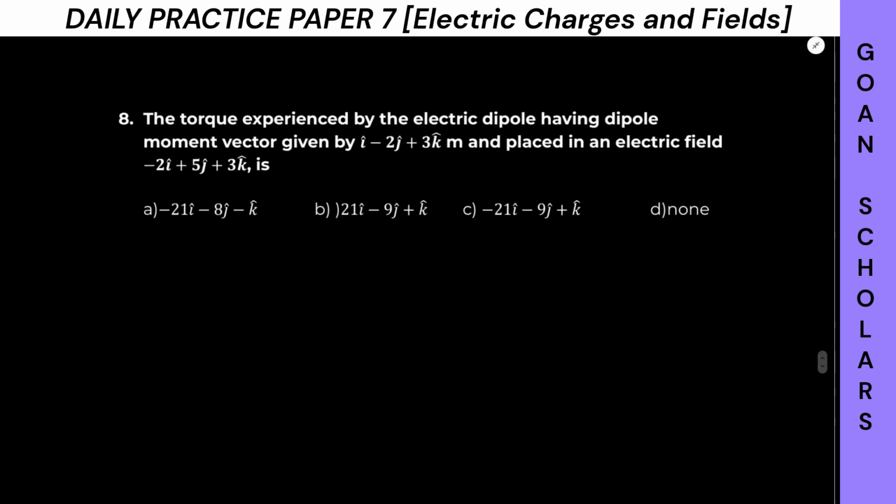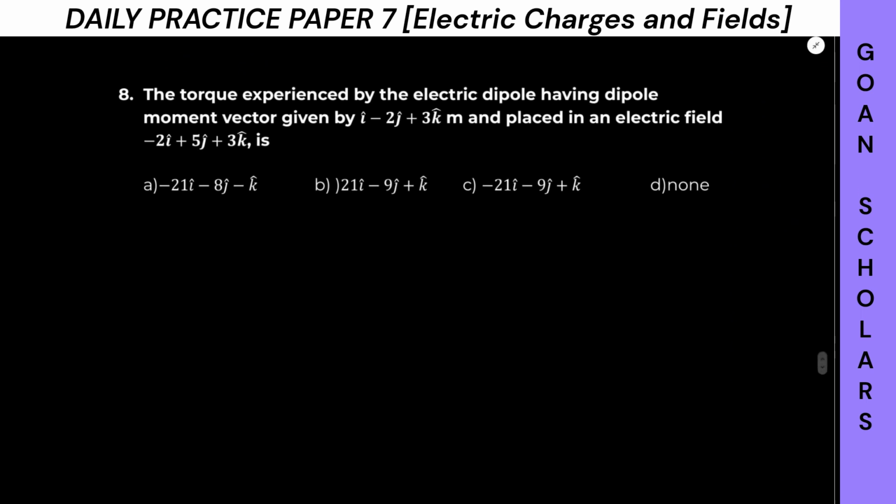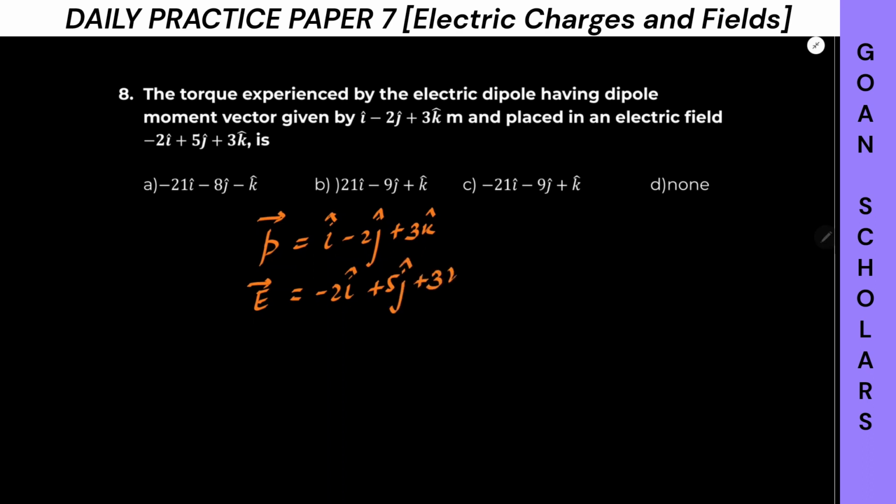Again, let's see once again. The question is in the form of vectors. The torque experienced by the electric dipole having dipole moment vector. So the dipole moment vector again is given, P is equal to... Try this, stop this video and try this yourself, and you can verify the answer at the end. And in case you have not understood, again, focus. So minus 2i plus 5j plus 3k.